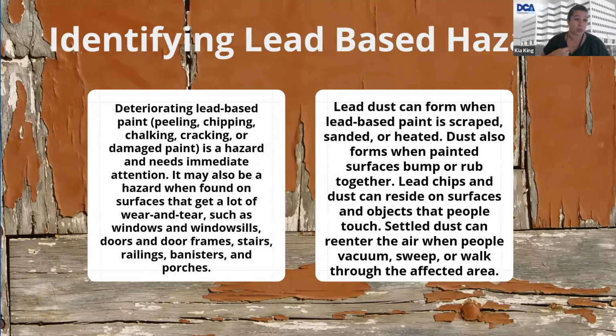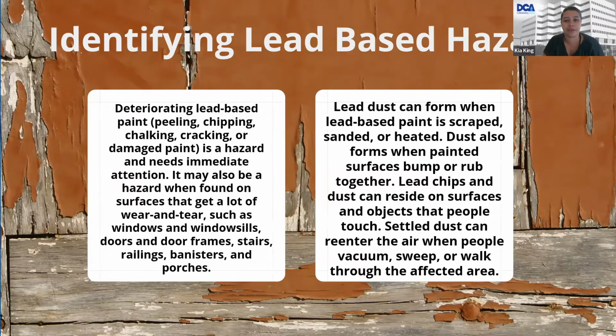So think about your windows and windowsills in a household, doors and door frames, stairs, railings, banisters, and porches. Any of those areas that really just have high traffic by those that are inhabiting that dwelling, that's the areas that really need to be a focus point for any inspection considerations.